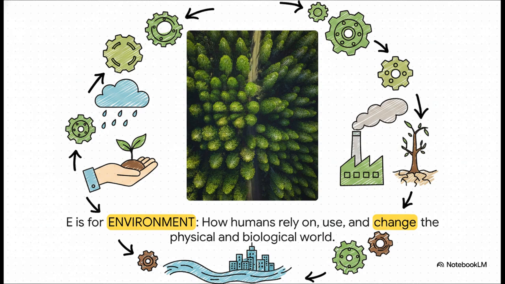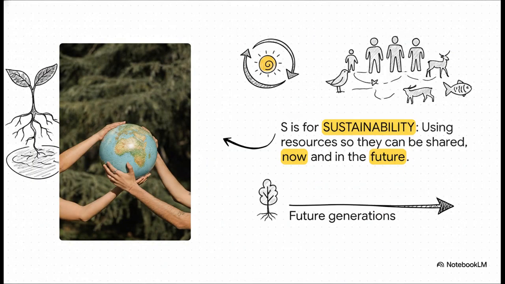E is for environment. This is all about the relationship between us and the world around us. How do we depend on the environment? How do we use it? And, this is critical, how do our actions actually change it? And that leads us right into the next S, sustainability.